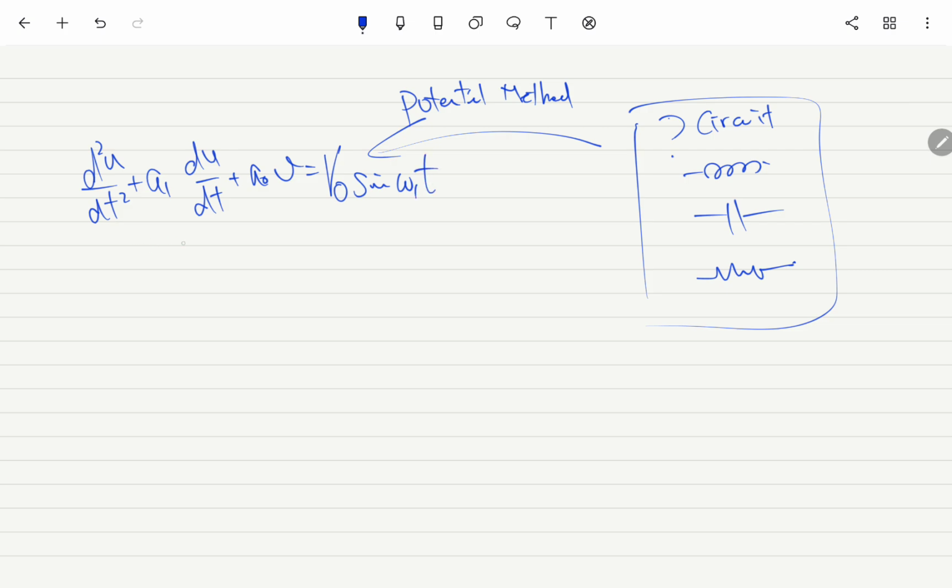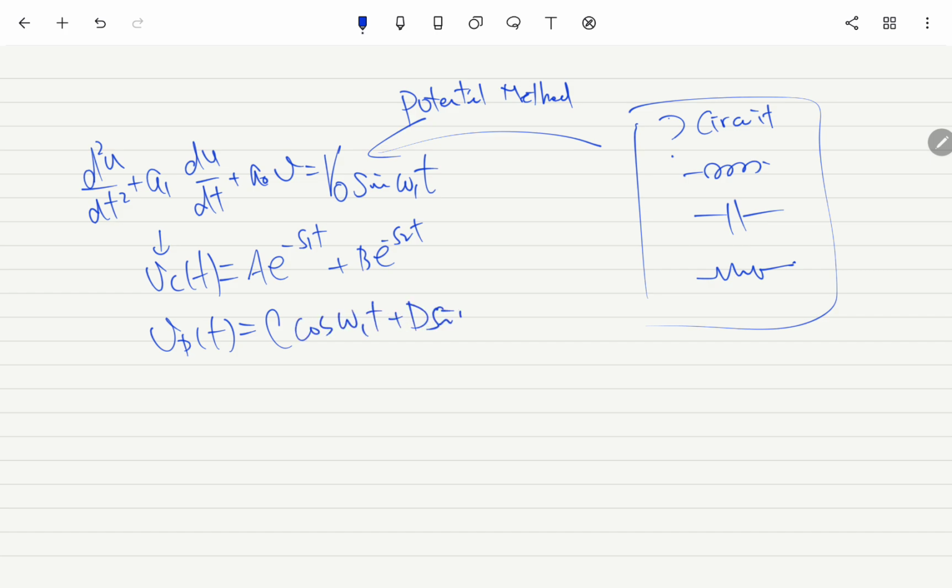For the first step you need to solve for the complementary solution vc(t), which maybe can be something like a exponential to negative s1t plus b times exponential to negative s2t. And then we also need to assume the vd(t) to be c cosine of omega 1t plus d sine of omega 1t. Then we can solve for c and d, and add them together to be the complete solution.